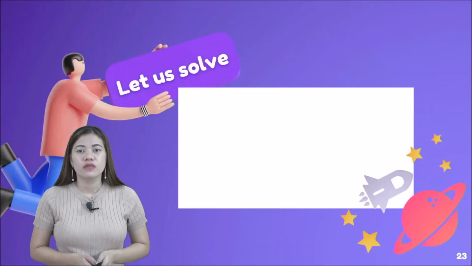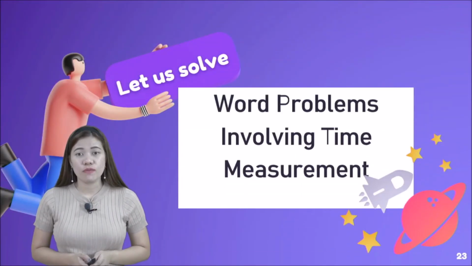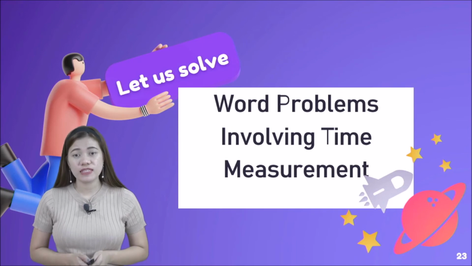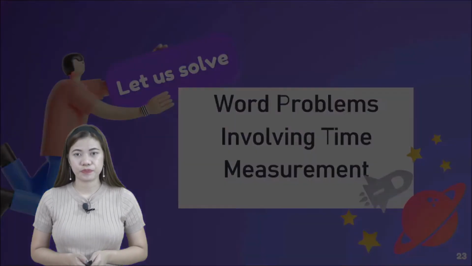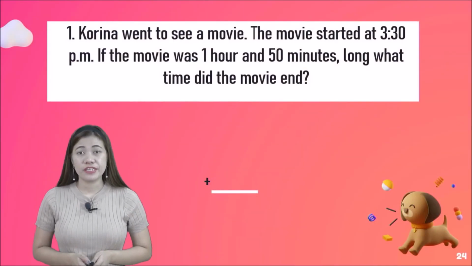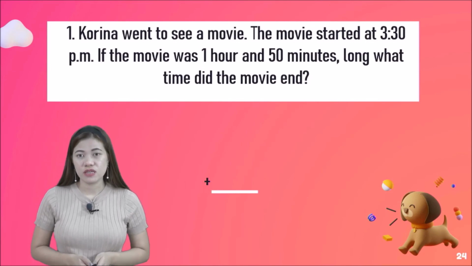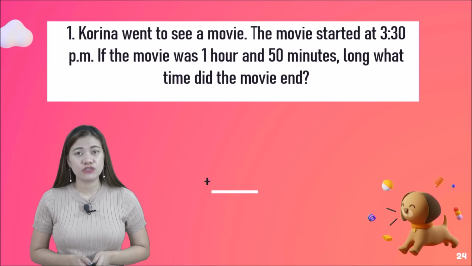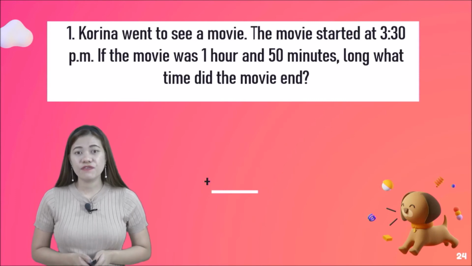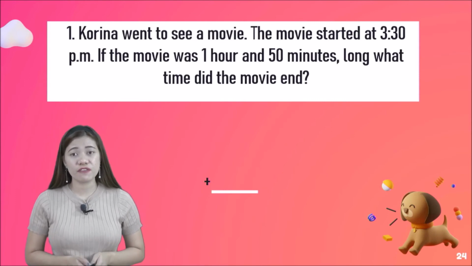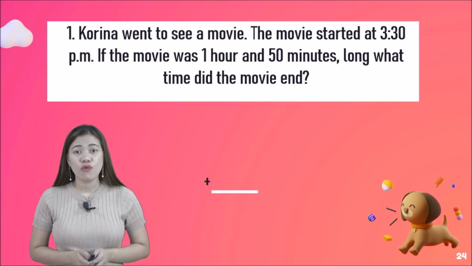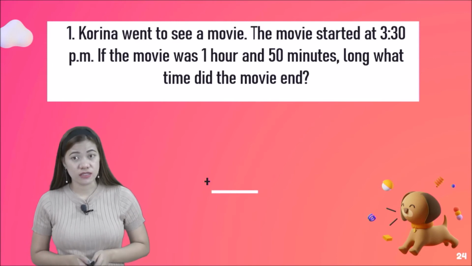Now, let us try to solve word problems involving time measurement. Here's example number 1. Corina went to see a movie. The movie started at 3:30 p.m. If the movie was 1 hour and 50 minutes long, what time did the movie end?